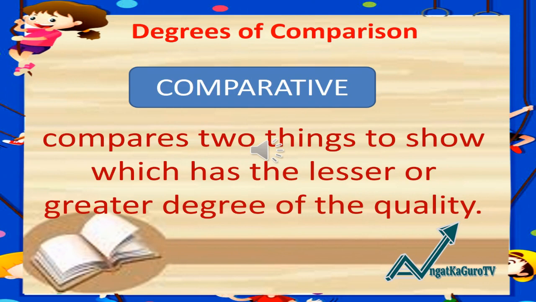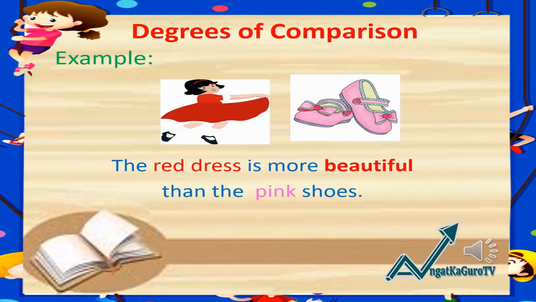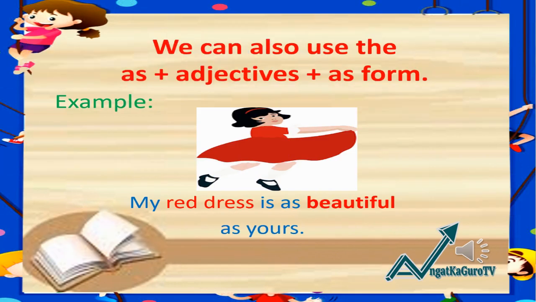Next is comparative degree. A comparative degree compares two things to show which has the lesser or greater degree of the quality. Example: the red dress is more beautiful than the pink shoes. In the comparative degree, we can also use the as plus adjective plus as form. Example: my red dress is as beautiful as yours.